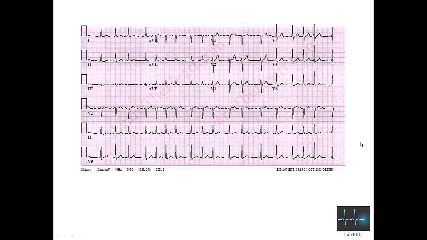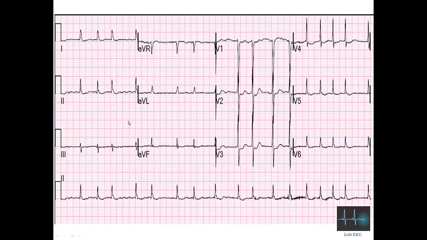This is atrial fibrillation. You have the same here, a little more chaotic, but still the irregularity is what gives it away. And as you can see, the QRS complexes are small. They're not wide at all, meaning that the arrhythmic focus is in the atrium.